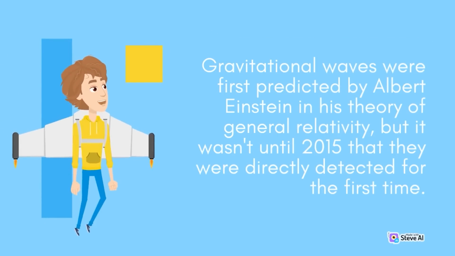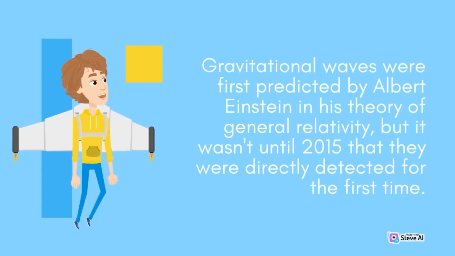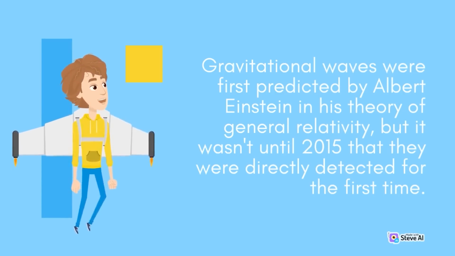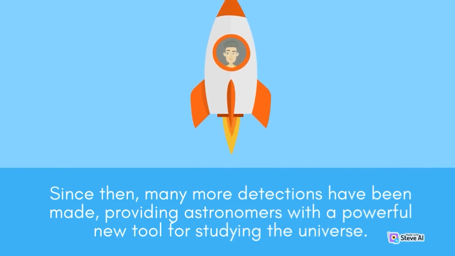Gravitational waves were first predicted by Albert Einstein in his theory of general relativity, but it wasn't until 2015 that they were directly detected for the first time. Since then, many more detections have been made, providing astronomers with a powerful new tool for studying the universe.